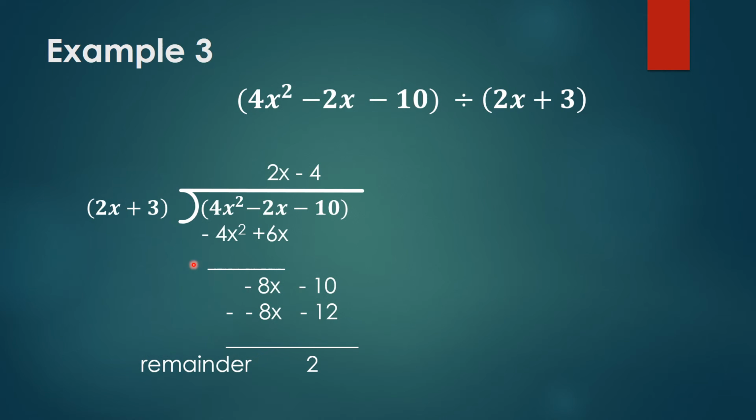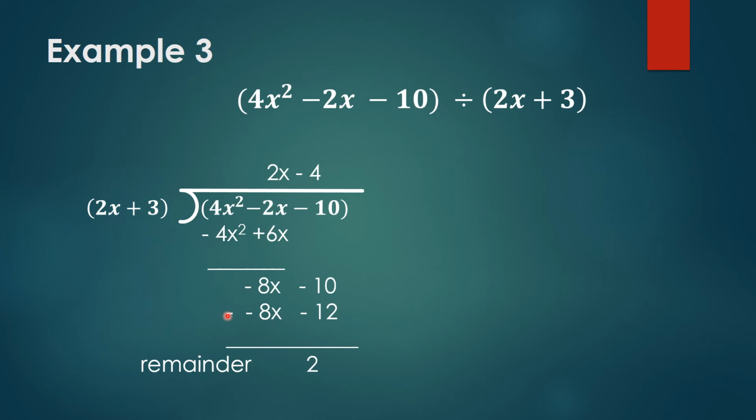What do I multiply 2x by to give me negative 8x? Well, it's going to have to be a negative. It's negative 4. Negative 4 times 2x gives me negative 8x. Negative 4 times 3 gives me negative 12.